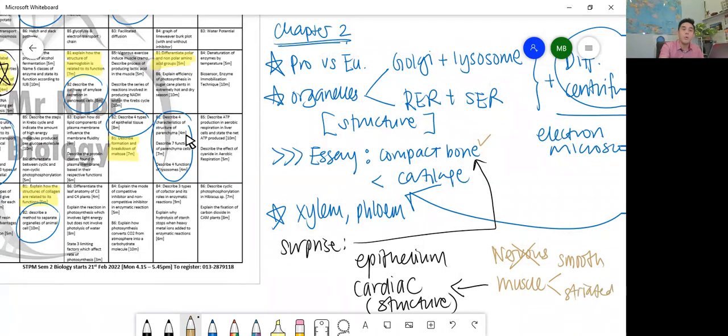Smooth and straightened. You can forgo this one first. This one you can forgo first. Yeah, this towards the very end. And then the ground tissue.